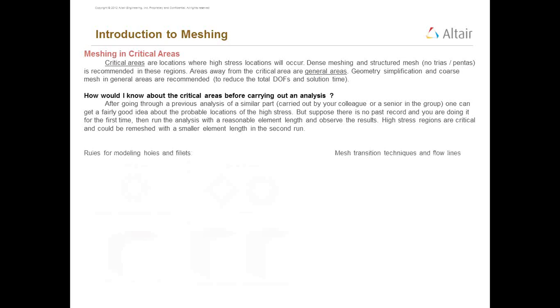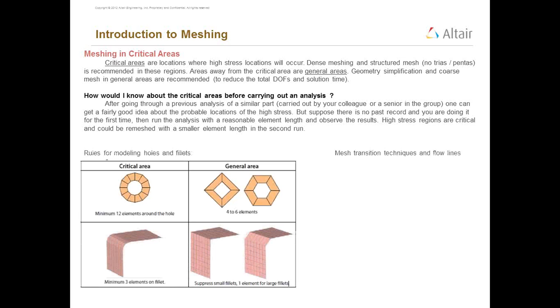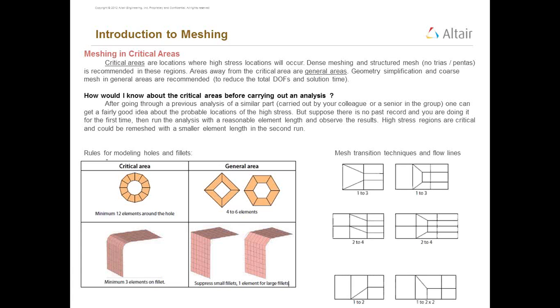Rules for modeling holes and fillets. For critical areas, holes are circles, so use a minimum of 12 elements around the hole; for general areas, 4 to 6 elements will also work. For critical areas, the fillets need a minimum of 3 elements on the fillet. For the general areas, you can suppress the small fillets, or 1 element for a large fillet will work. Also, mesh transition techniques and flow lines. There are different mesh transition techniques like 1 to 3, 2 to 4, 1 to 2, or like 1 into 2 by 2.